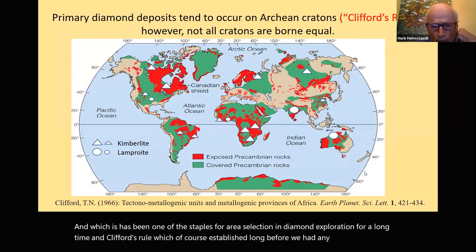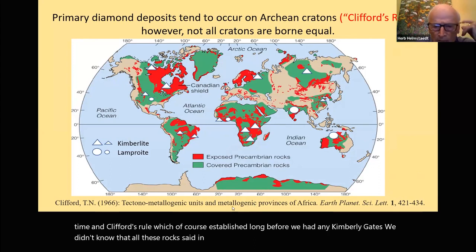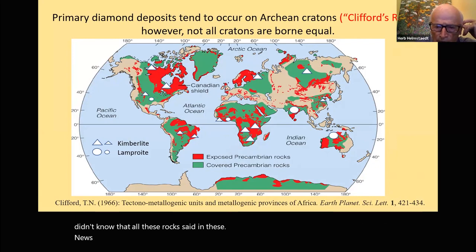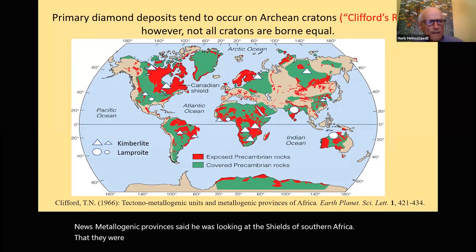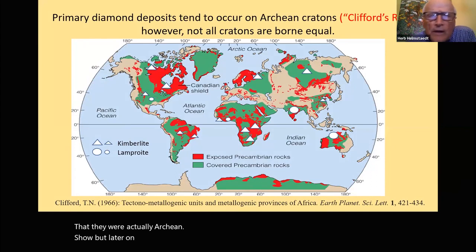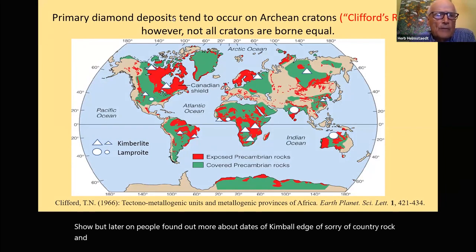We didn't know that all these rocks in these metallogenic provinces that he was looking at, the shields of Southern Africa, were actually Archean. But later on, people found out more about dates of kimberlites, of country rock and diamonds. And we now know that primary diamond deposits tend to occur at Archean cratons.